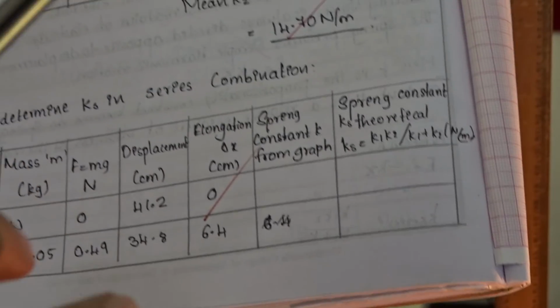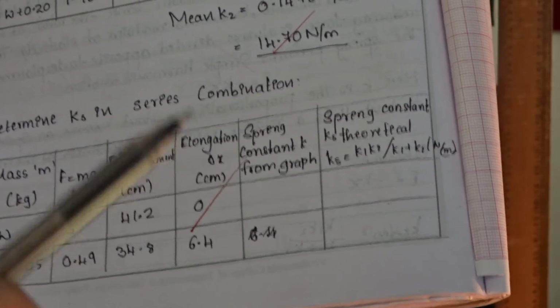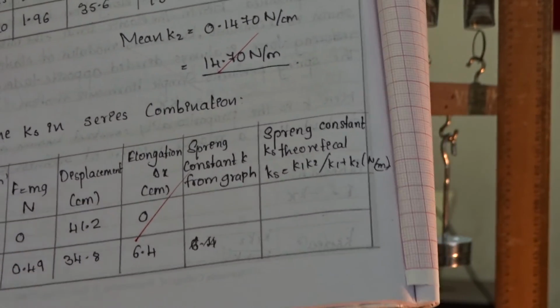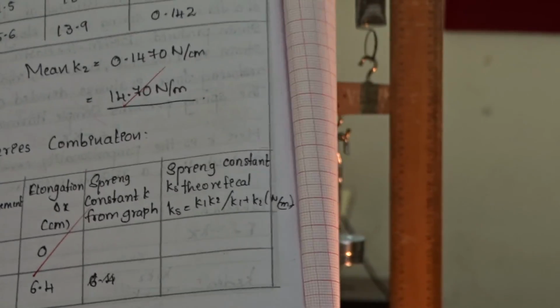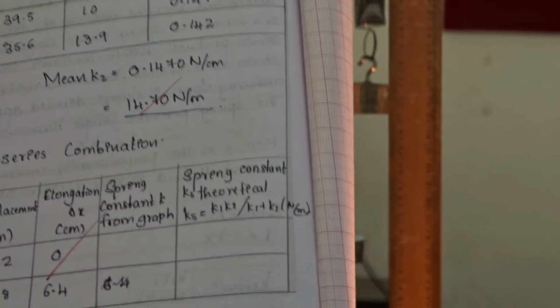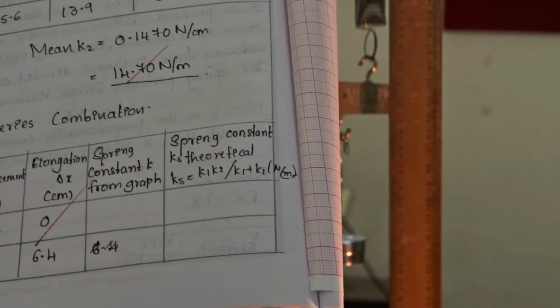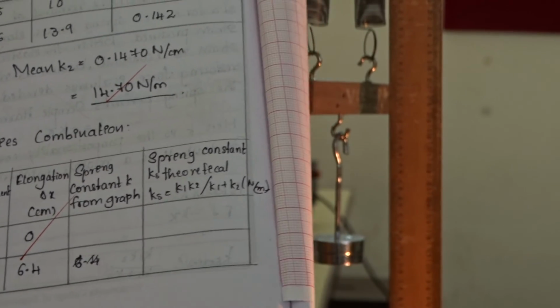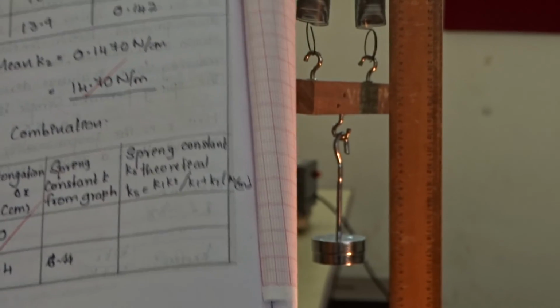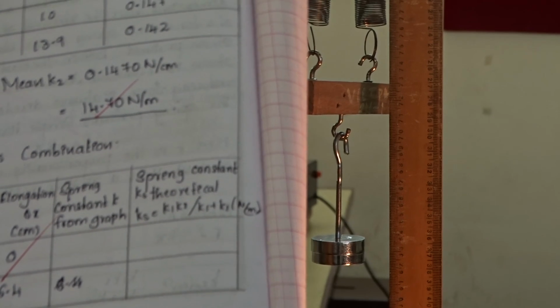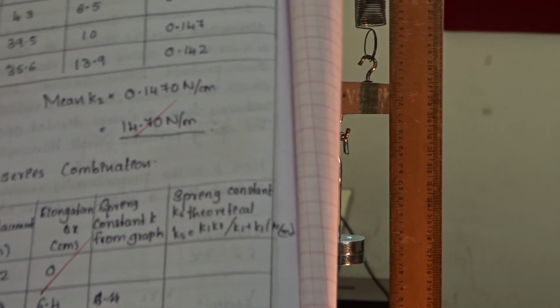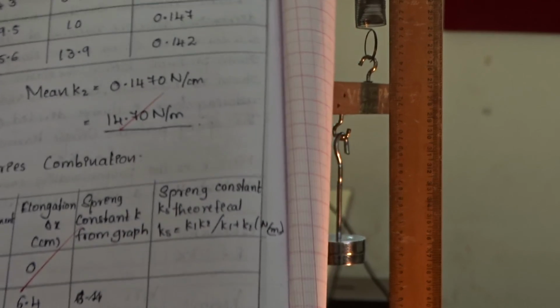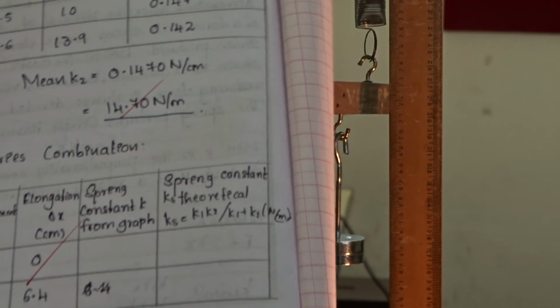So we get 4 values here. One value is K1, spring constant of spring S1. Another value is K2, spring constant of spring S2. And the third value is the equivalent spring constant in series combination, Ks. And the fourth one, the equivalent spring constant Kp in a parallel combination. So all those values you have to write in the result.